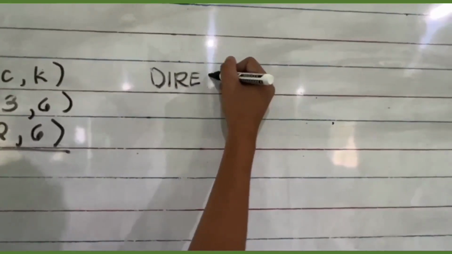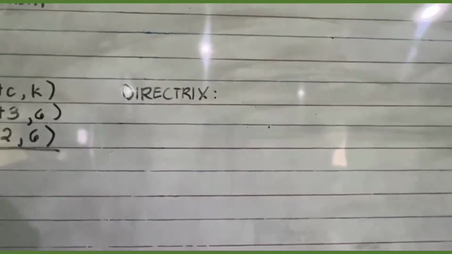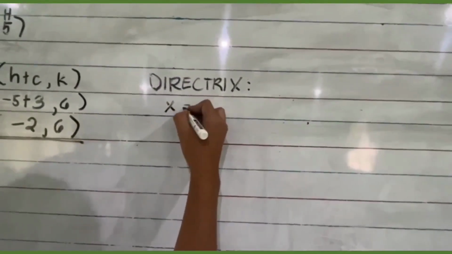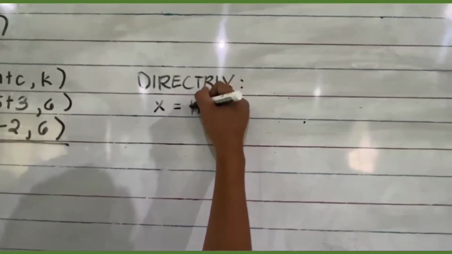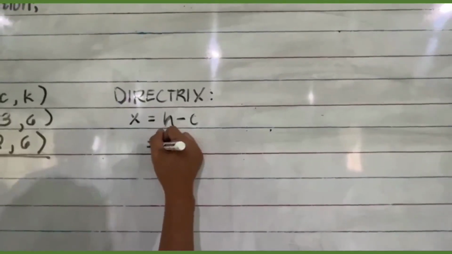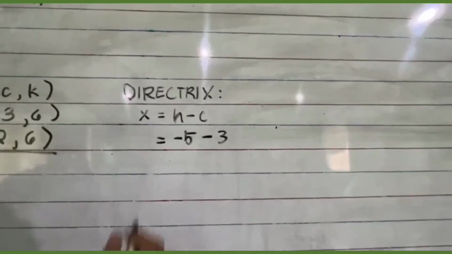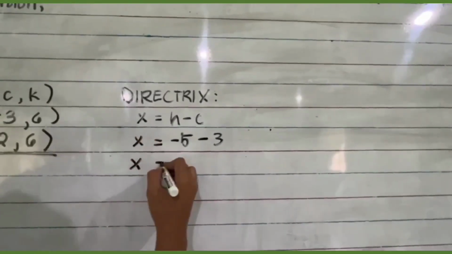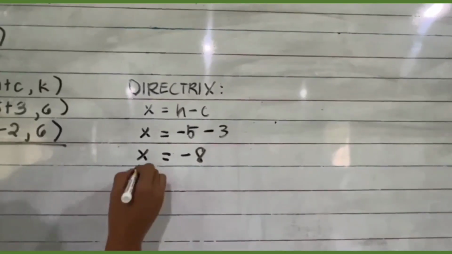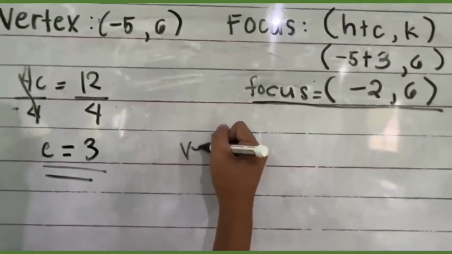Next, let's find its directrix. Using the formula x equals h minus c. Our h is -5 and c is 3. -5 minus 3 is x equals -8. So now we have the directrix x equals -8.